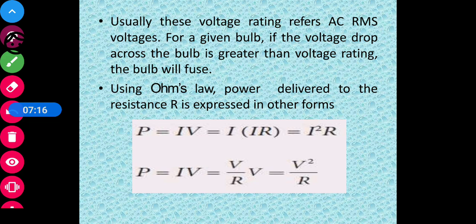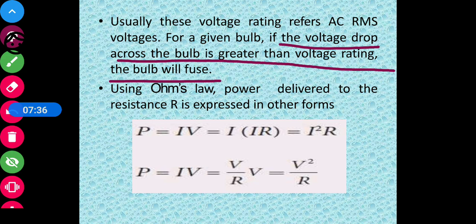Now what does it mean? Usually these voltage ratings refer to the AC RMS voltage. As we know, at our homes alternating current power is supplied. So for the given bulb, this is the power voltage rating. Now if the voltage drop across the bulb is greater than the voltage rating, then the bulb will fuse.